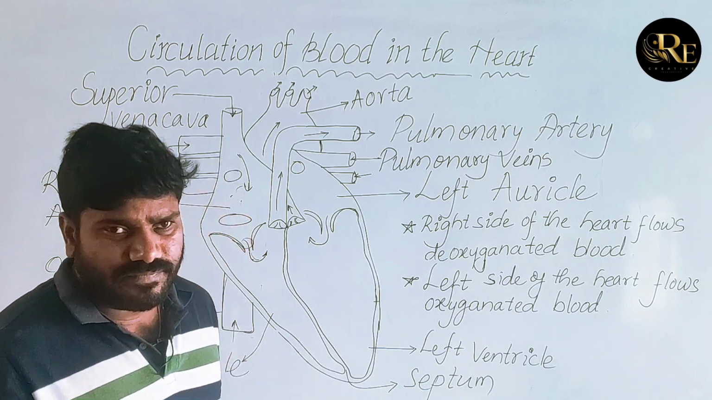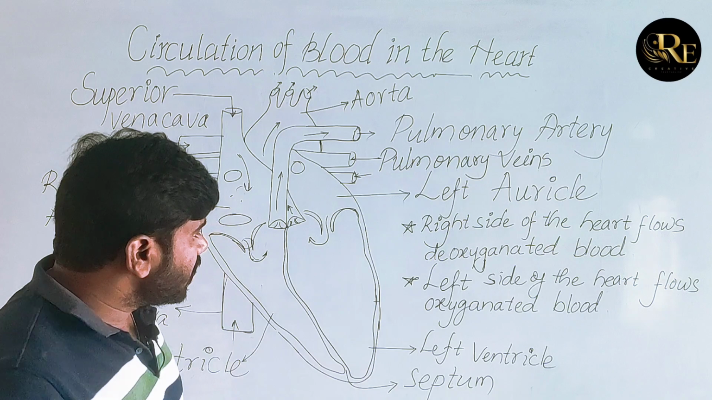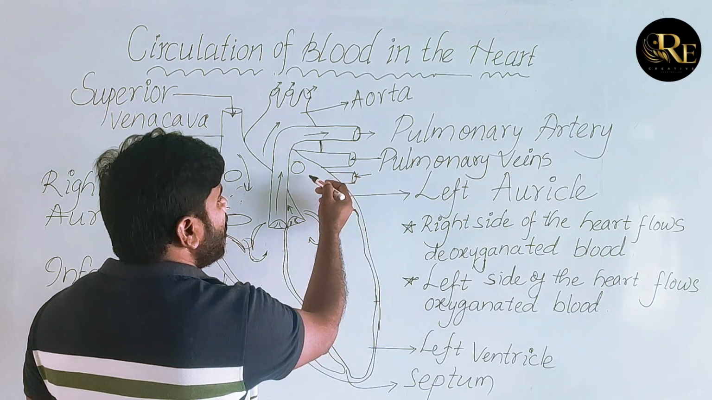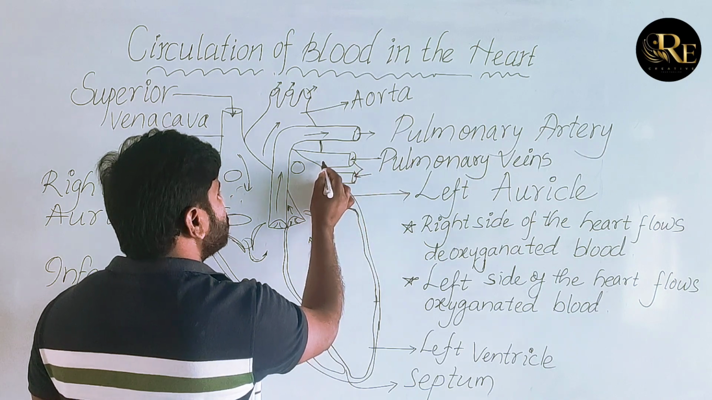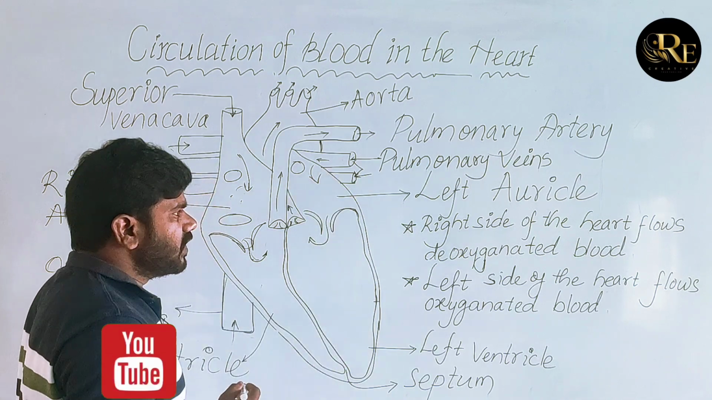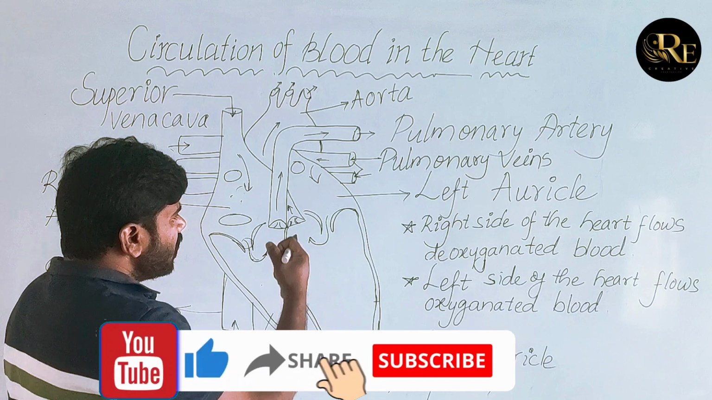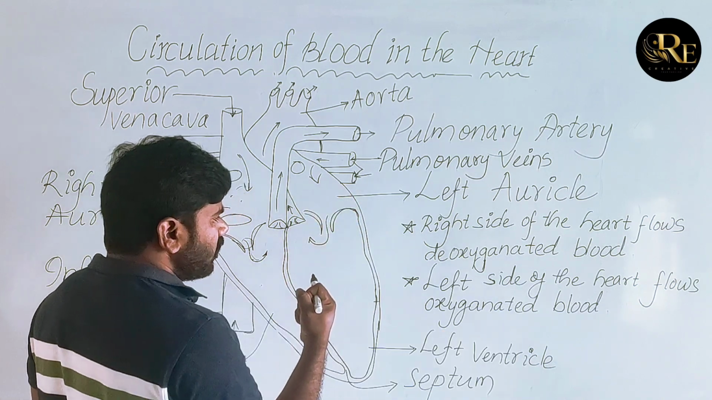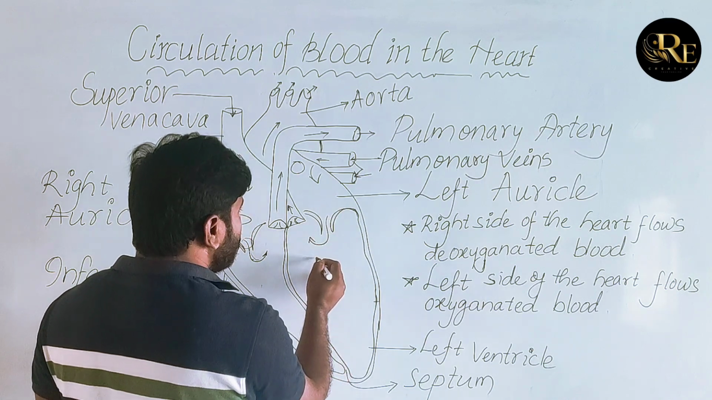After the blood is purified and oxygenated, this oxygenated blood comes again to the heart through the pulmonary veins. These are the pulmonary veins. Whenever they enter the left auricle, it is filled with oxygenated blood, and when the left auricle is completely filled, it will contract. When it contracts, the blood flows toward the left ventricle.